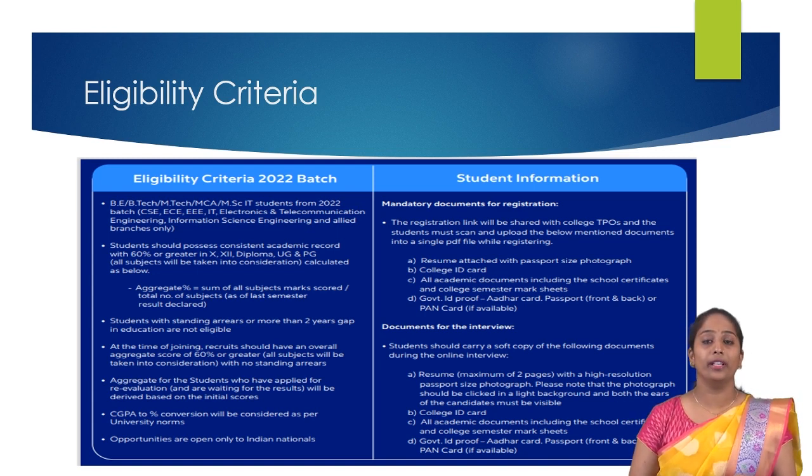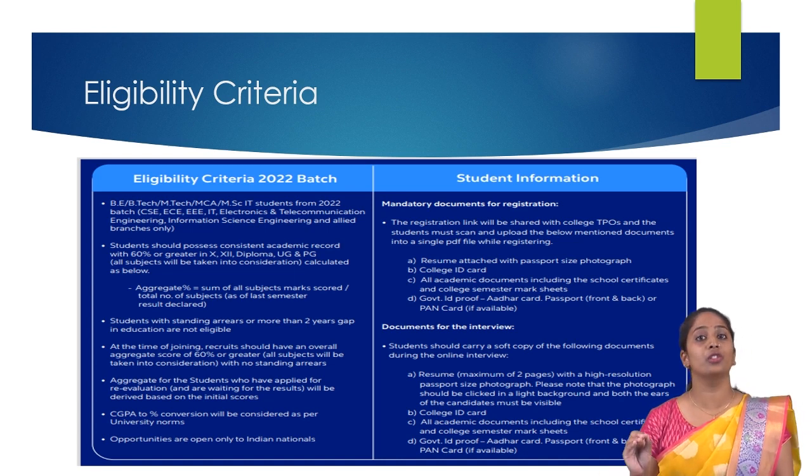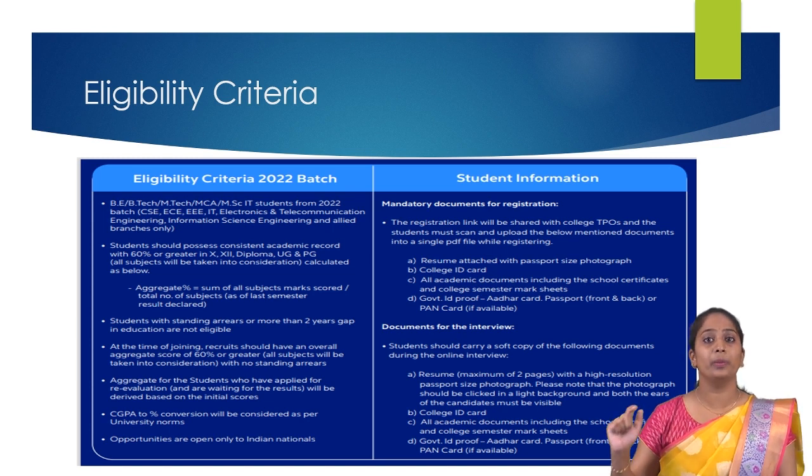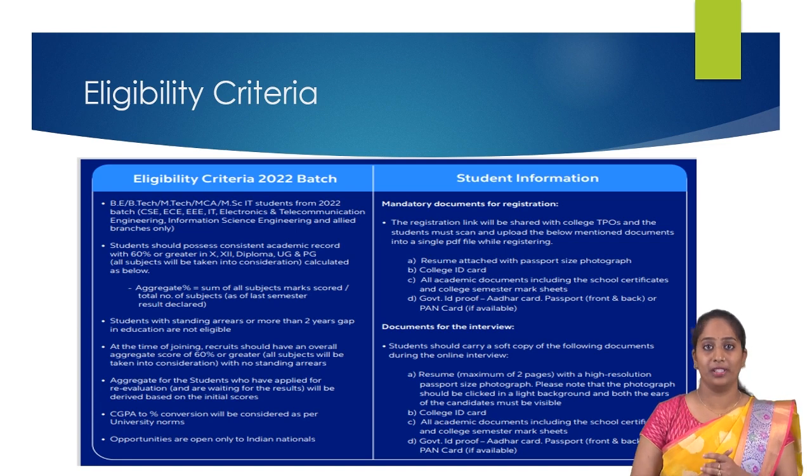The next point is that when students are applying for Cognizant, they need to have some important documents. The important documents mentioned on the screen: a resume should be of 2 pages and it should also contain a recent photograph at the top right corner of your resume. So this is the first document.